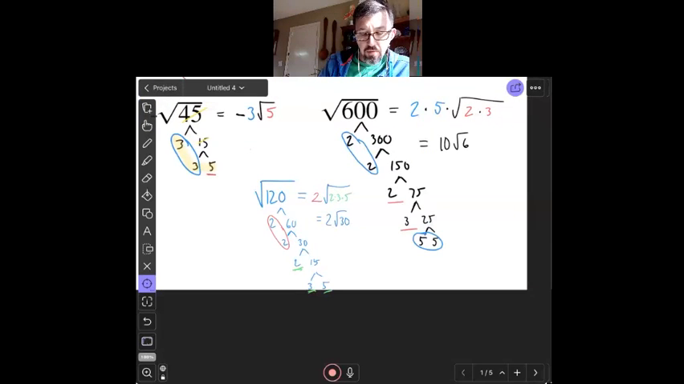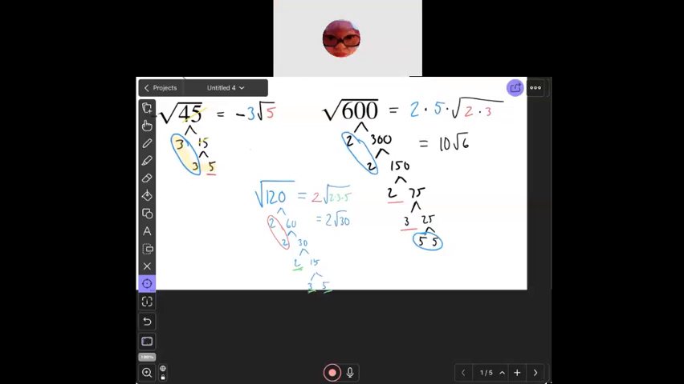1 group of 3s comes out. Remember, this is equal to 4. As we square root the 4, it brings us a 2. This is equal to 25. Obviously, we square root it, it gives us a 5. So 1 group gives us 1 on the outside.